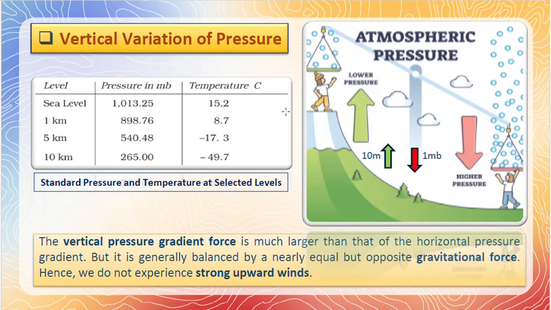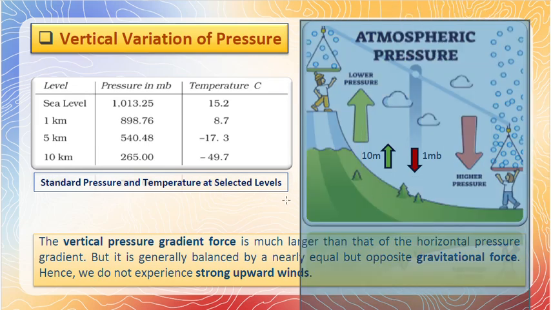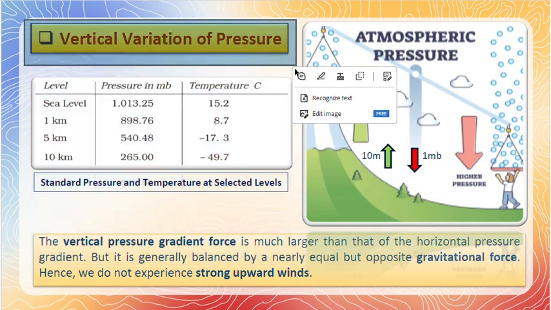And the average temperature at sea level is 15.2 degrees centigrade. So when we are going up, when we are going to a height or altitude, then pressure decreases, temperature also decreases. So here one rate is given. You can see here, for every 10 meters of height, 1 millibar of pressure decreases. Understand?